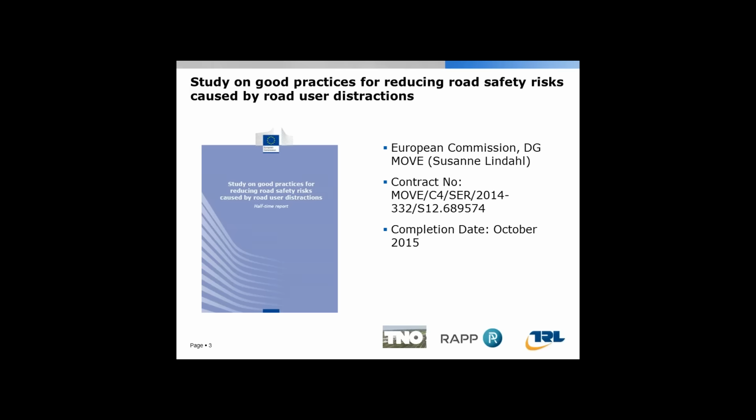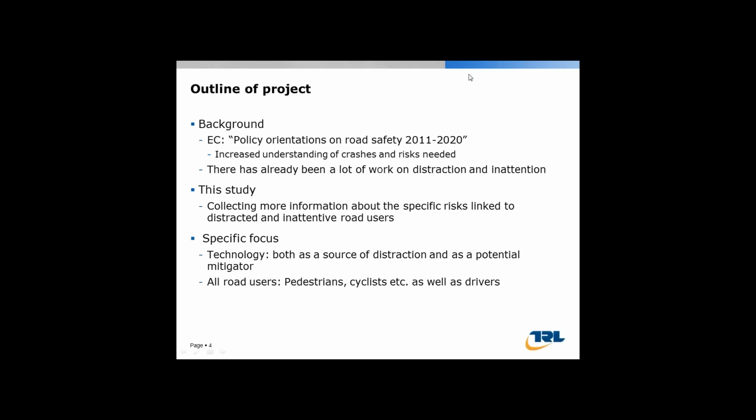So to outline the project, the background and really the motivations for it is to improve road safety from the point of view of road user attention to the driving task. Of course, there's already been a lot of work on distraction and inattention. We wanted to build on that. This study particularly has focused in two areas rather than try to tackle everything. One of them is technology. Technology, of course, is a source of distraction, such as information systems and communication systems, mobile phones, but also is a potential mitigator of those distractions.